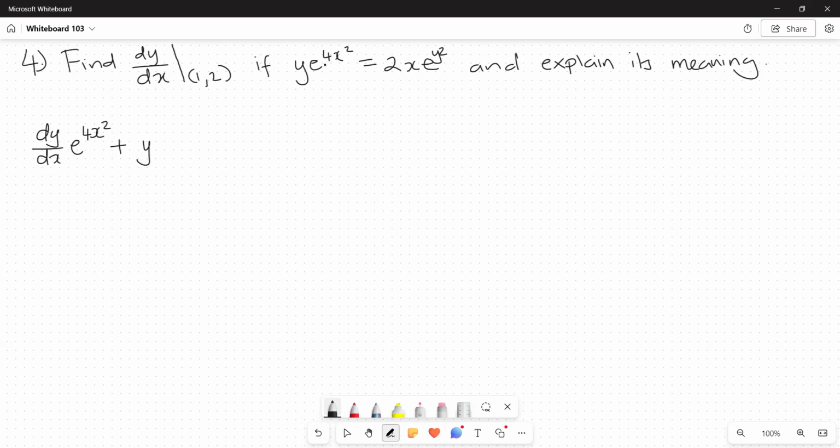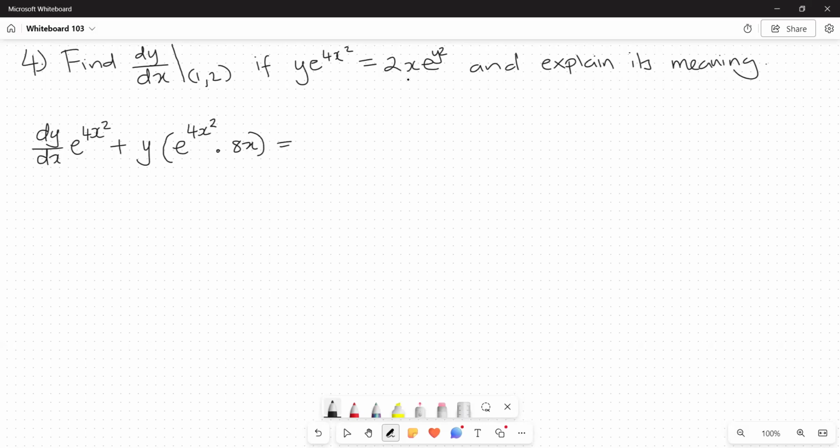the derivative of e to the power of 4x squared. So first of all, it must remain the way it is, and then we multiply by the derivative of 4x squared, which is 8x.